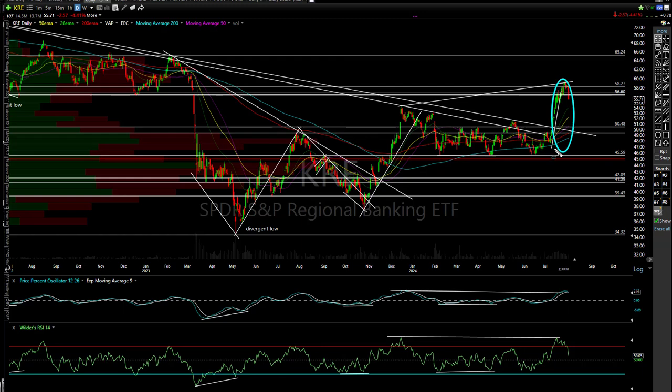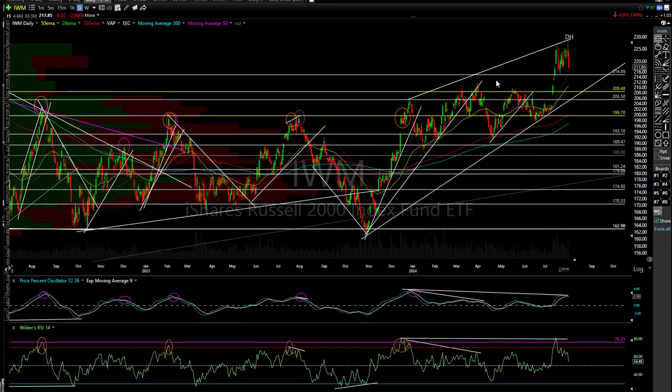The regional banks are a very large weighting. There's a lot of them. Almost all of them are in the Russell 2000. And all you have to do is overlay the charts if you don't believe me, and you can look at that. So this wasn't mere coincidence.